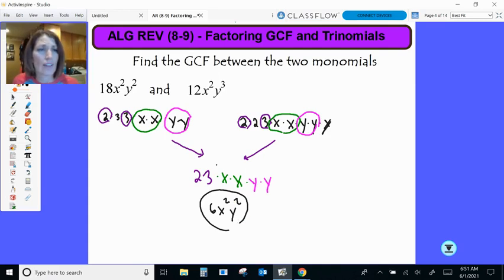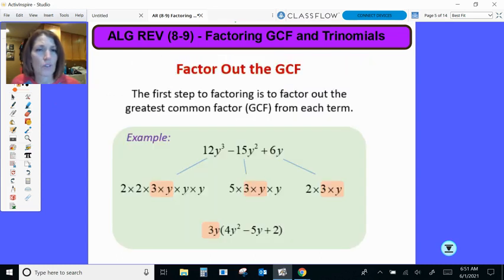Now, you don't always have to write it out like that. You can sometimes do it mentally and say, what's the biggest number that goes into 18 and 12? That would be 6. The highest power of x on both of these is x squared, so factor that out. And the highest power that goes into y squared and y cubed would be y squared. So you can do that mentally as well, but some people need to write these out in order to figure out the GCFs. My first step in factoring any trinomial or binomial is always to factor out the GCF, because sometimes the numbers are really big, and factoring out a GCF first makes it easier to go on.